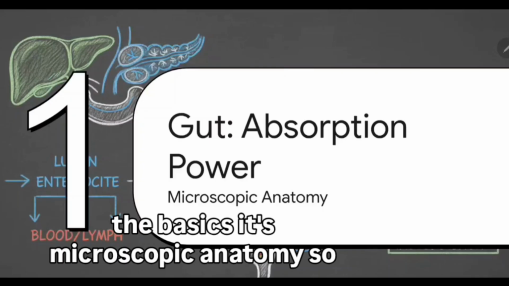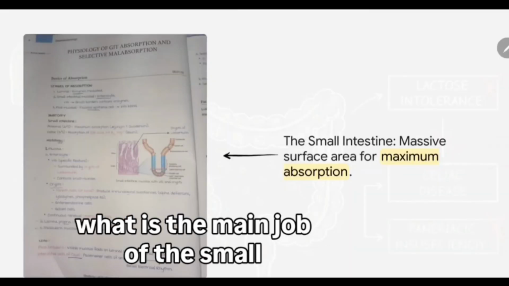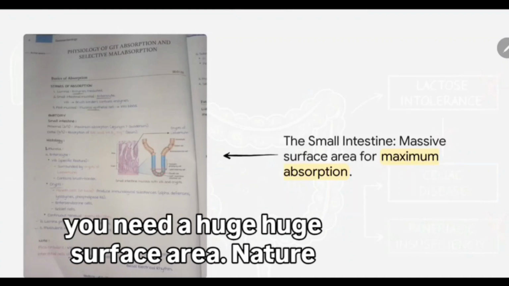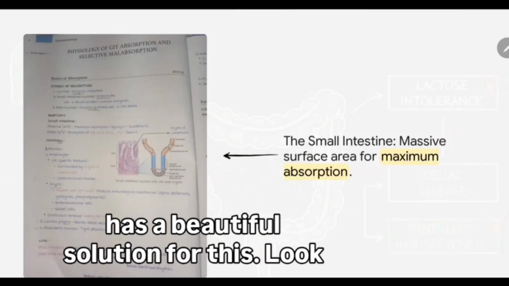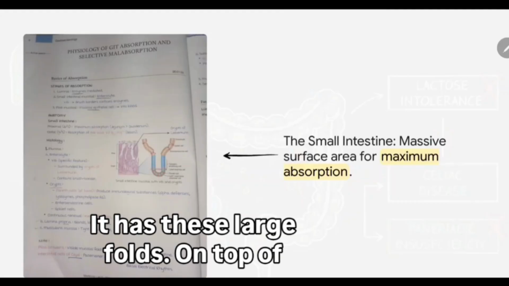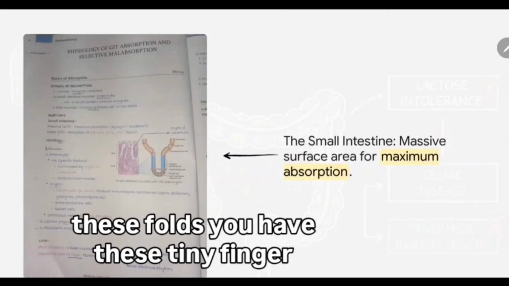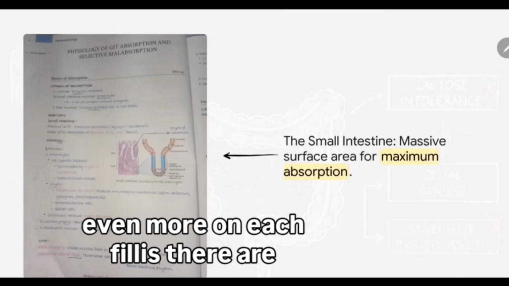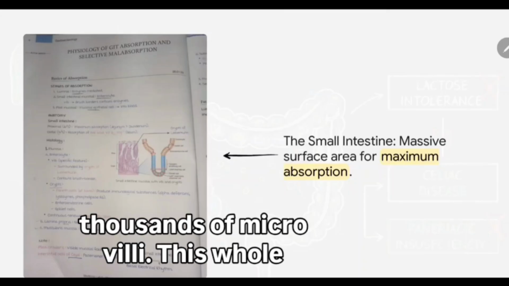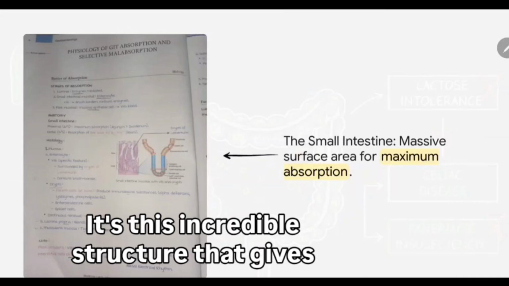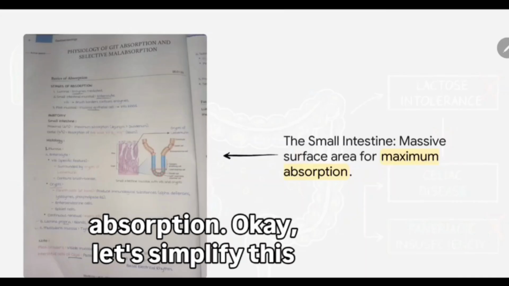It's microscopic anatomy. So what is the main job of the small intestine? It's absorption, right? And for that, you need a huge surface area. Nature has a beautiful solution for this. Look here. The intestinal lining isn't flat. It has these large folds. On top of these folds, you have these tiny finger-like things called villi. And if you zoom in even more, on each villus there are thousands of microvilli. This whole setup is what we call the brush border. It's this incredible structure that gives the intestines massive area for absorption.